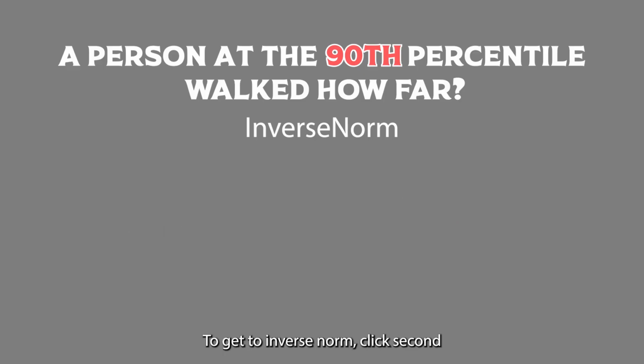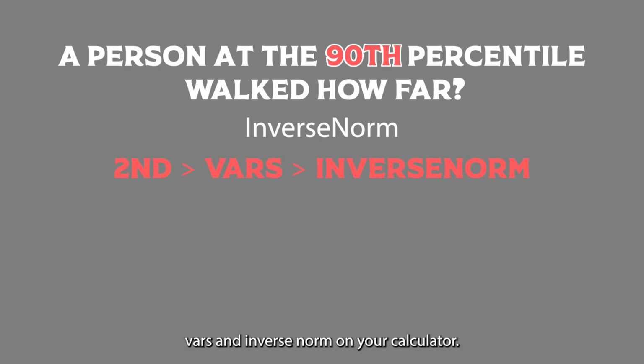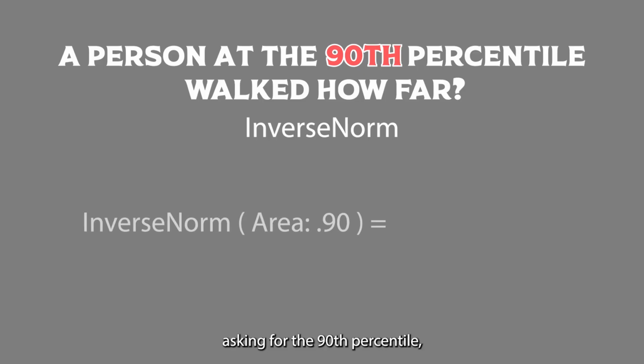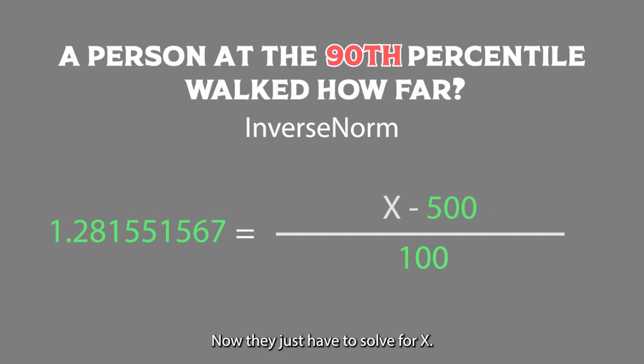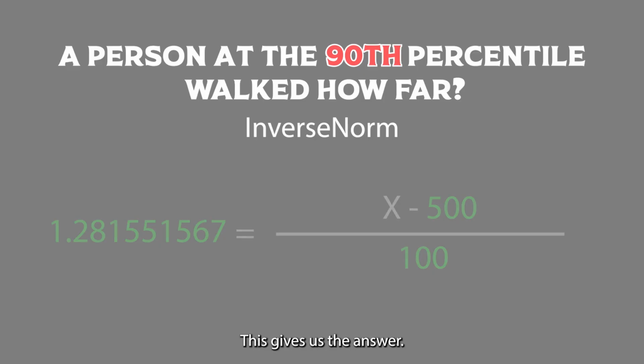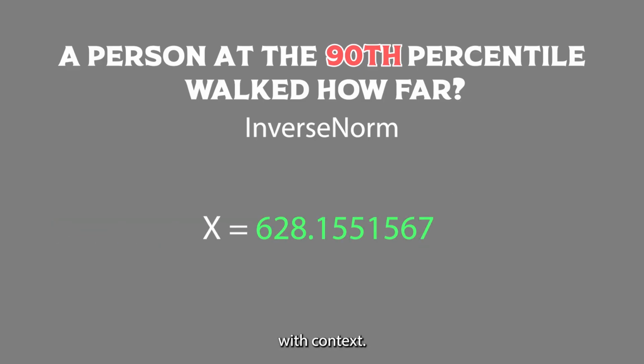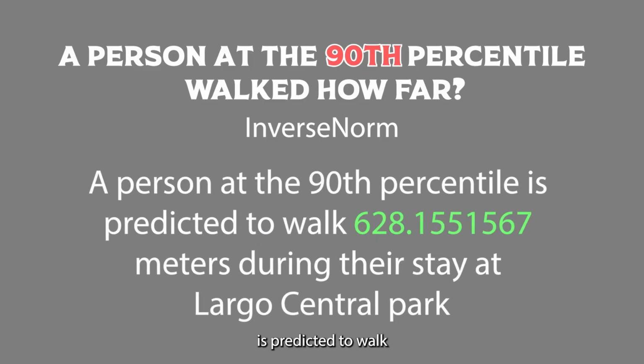Alright, to get to inverse norm, click second, vars, and inverse norm on your calculator. Since it's asking for the 90th percentile, we will input 0.90 into the calculator, next to area. This gives us the z-score. Now we just have to solve for x. This gives us the answer. Now all you have to do is answer with context. A person at the 90th percentile is predicted to walk 628.1551567 meters during the stay at Largo Central Park.